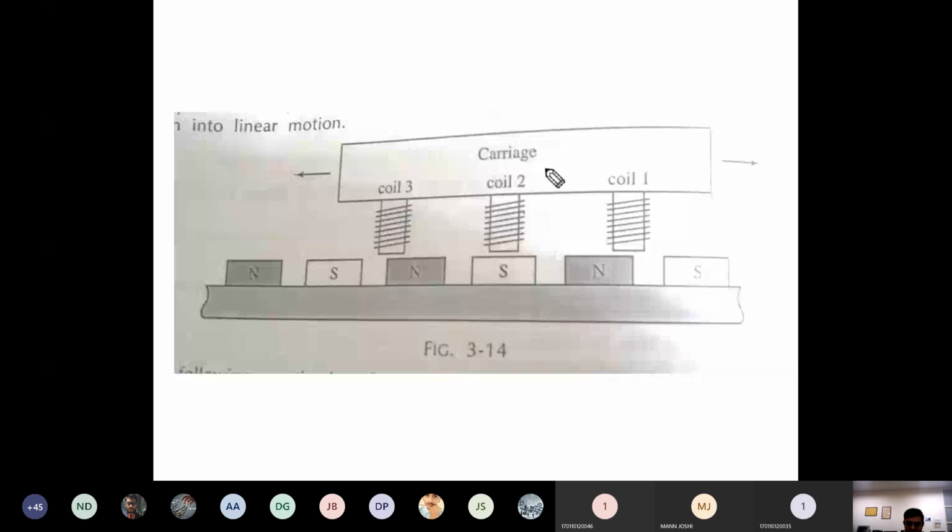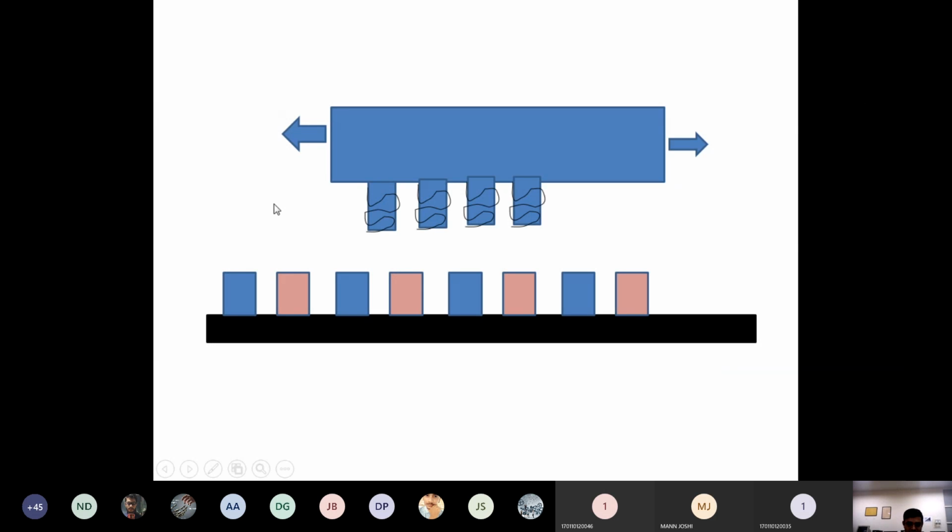How do we get the motion? The carriage on top moves linearly. A winding coil is there, and due to the north and south magnetism, it moves forward and backward. So this is the function of the linear motor. I hope you are clear about that. It is very simple: north and south poles and a winding coil are there, and due to that it will move forward and reverse. It is a simple motor with less maintenance. This is one other figure for the linear motor.